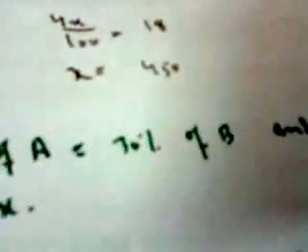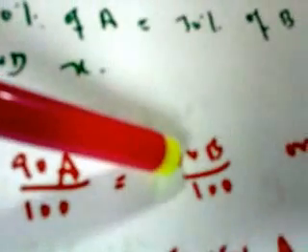Next question. 90% of A is equal to 30% of B, and B is x% of A. Find x. Well, 90% of A equal to 30% of B. If you cancel out, you get 3A equal to B.